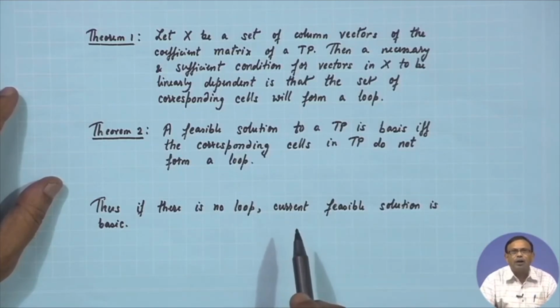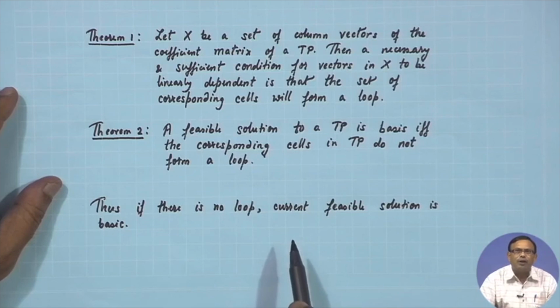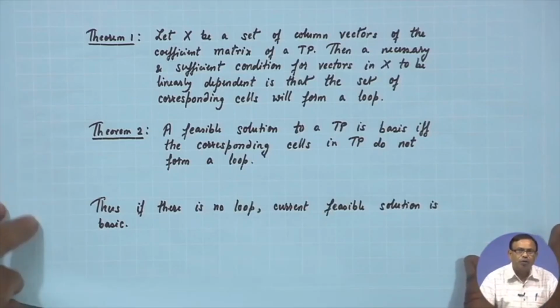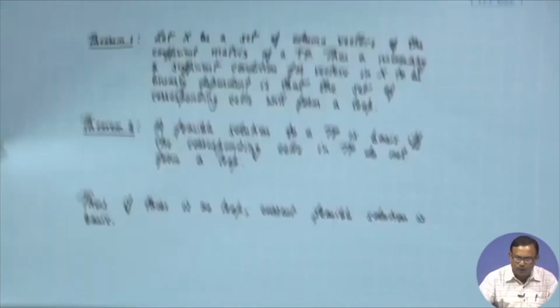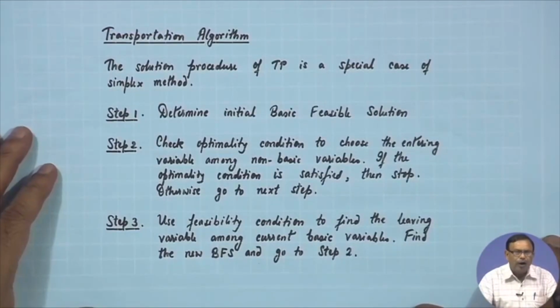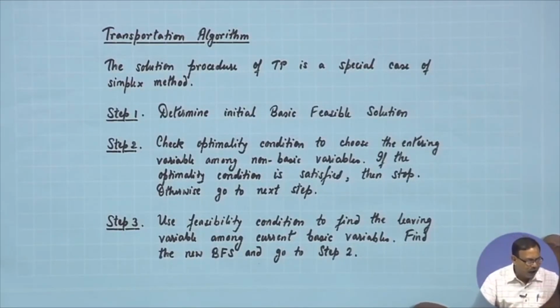Theorem 2 says that a feasible solution to a transportation problem is a basis if and only if the corresponding cells in the transportation problem do not form a loop. So, it ensures that if there is no loop, then the solution you have obtained by Vogel approximation method or other methods will be optimal. Thus, if there is no loop, then the current feasible solution will be a basic solution and it will be the optimal one also.